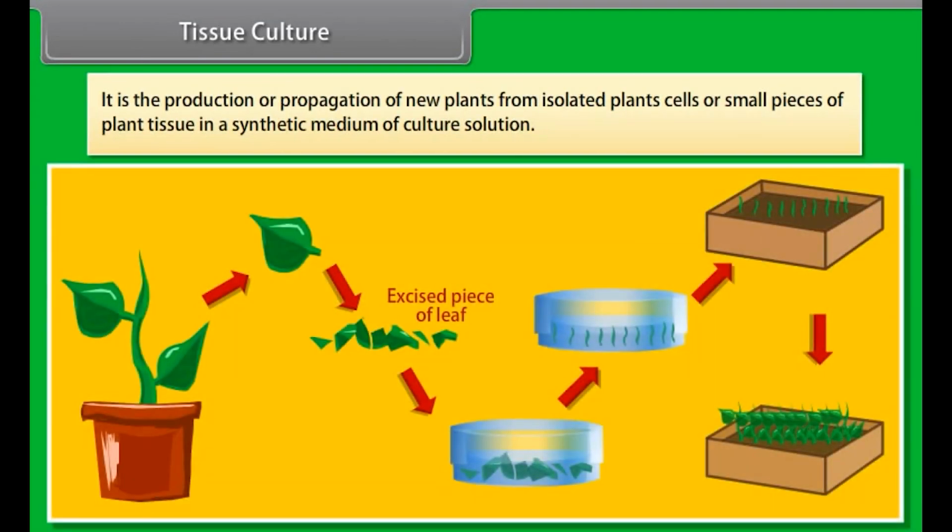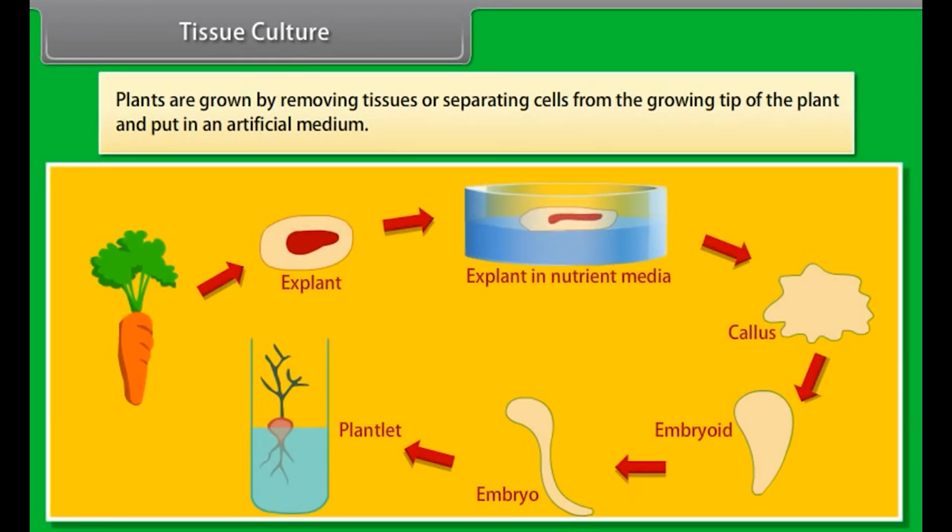Tissue culture. It is the production or propagation of new plants from isolated plant cells or small pieces of plant tissue in a synthetic medium of culture solution. Plants are grown by removing tissues or separating cells from the growing tip of the plant and put in an artificial medium.